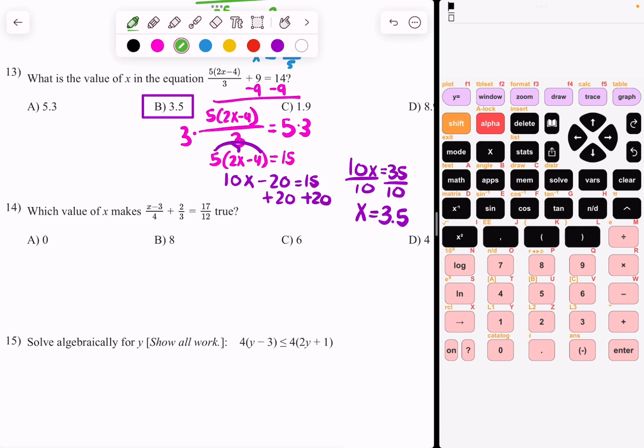So I have the fraction. Instead of x, I'm going to put 0 minus 3 over 4 plus 2 over 3. And let's see if it gives me 17 over 12. No, let's try the next one. 8 minus 3, because 8 is x in choice B, over 4 plus 2 over 3. Does it give me this left side, which is 17 over 12? No. Let's try the next. C says x is 6, so let's try 6 minus 3 over 4 plus 2 over 3. 17 over 12, so 6 is the correct answer.